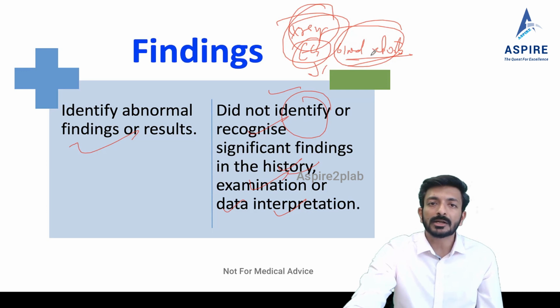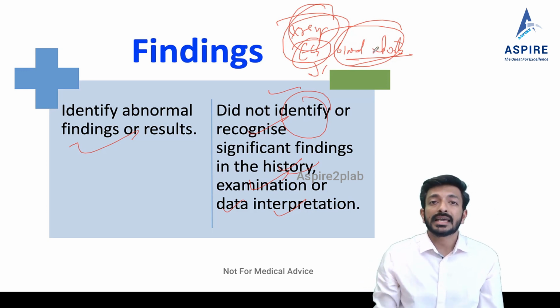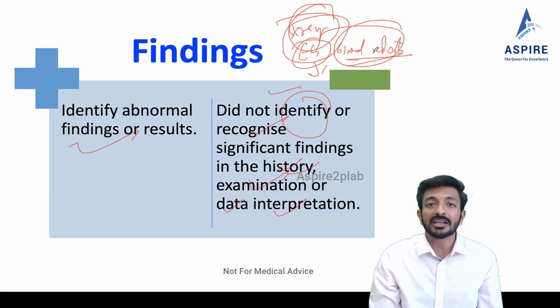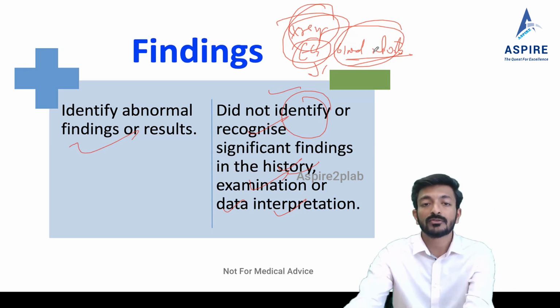So you should be able to interpret if it is high or if it is low, what does it mean? If AST, ALT, liver function test is high, if bilirubin is high, if urea is high, if creatinine is high, what does it mean? You should be able to interpret it. You should be able to tell it to the patient. If sodium is low, hyponatremia is there, what does it mean? You should be able to find it out.